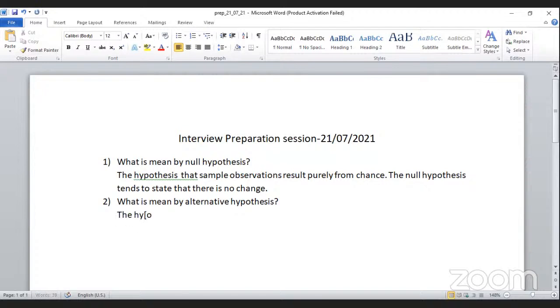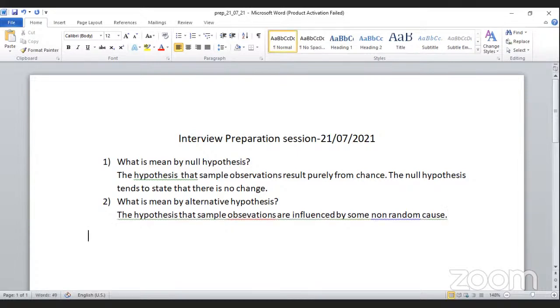The hypothesis that sample observations are influenced by some non-random cause. Such a hypothesis is nothing but an alternative hypothesis.